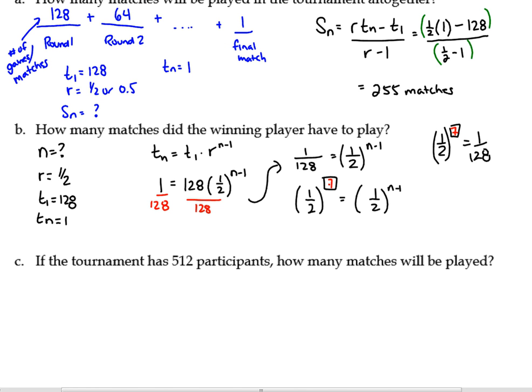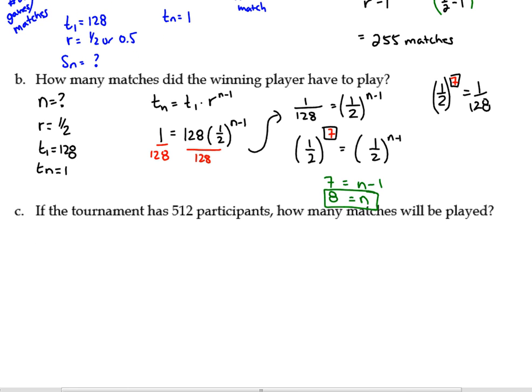So therefore, what is n? 7 equals n minus 1. It's 8. So the ultimate winner played in 8 games, 8 matches. So did the loser, the second place person.